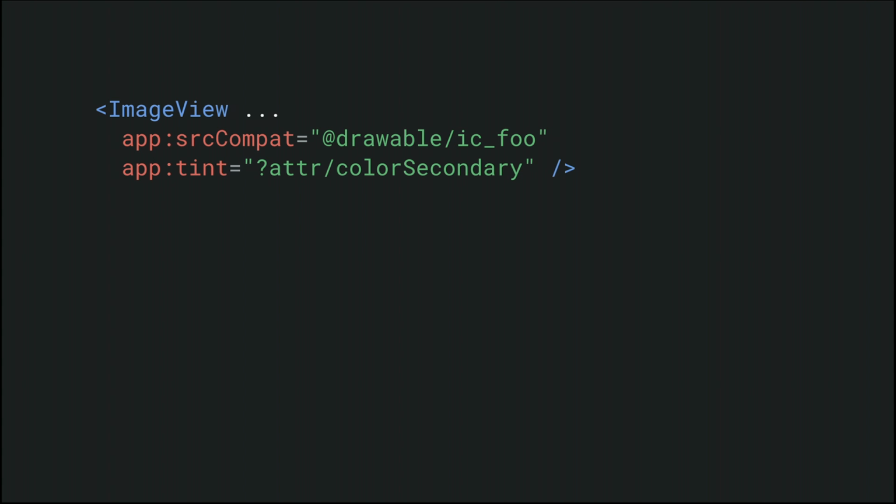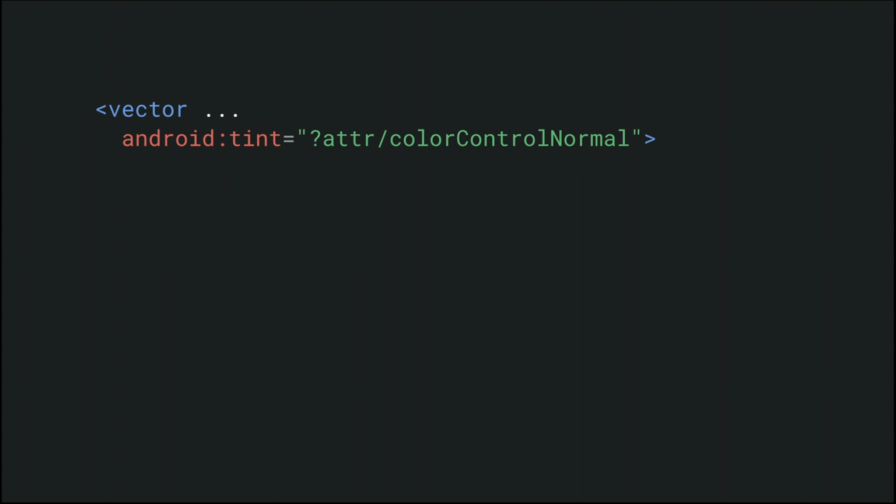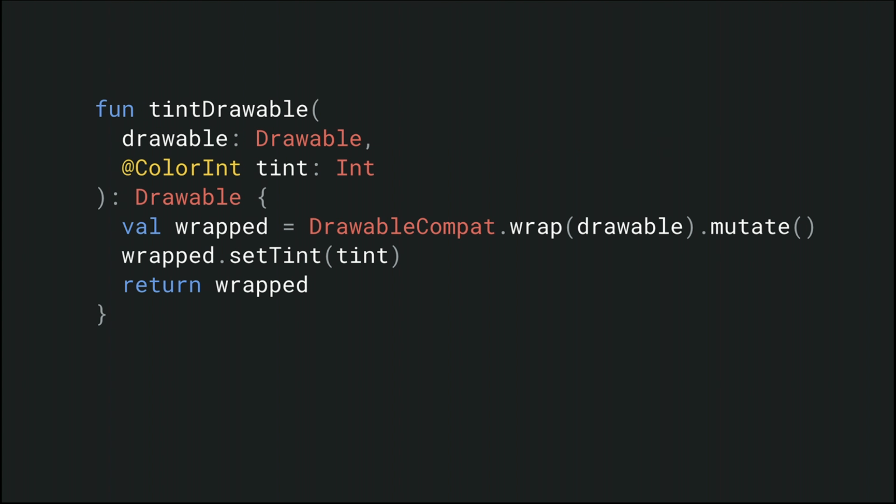So you can tint at a couple of levels. You can either tint at the view level here. So here I am going to tint whatever drawable I'm given with whatever color secondary is for the current theme, so we'll update it depending on the theme. Or hopefully you're using vector drawables throughout your app for your assets, which natively support tinting on the root element of the vector. So here I'm setting the color control normal theme attribute, which is the standard gray icon color. So setting this means your icons will always be exactly the right color. Or if you're working in code, you could also use the DrawableCompat class, which can apply a tint dynamically to a drawable as well.